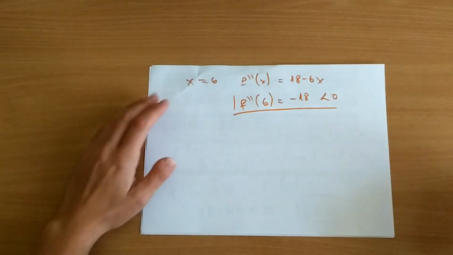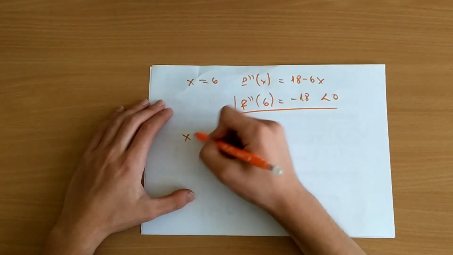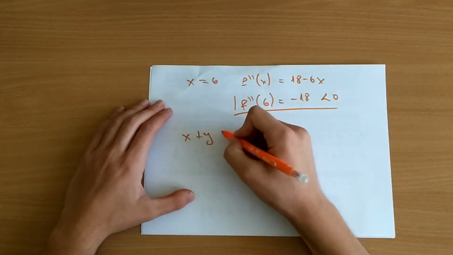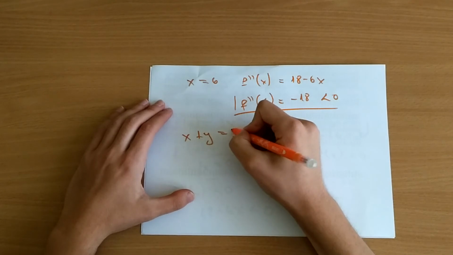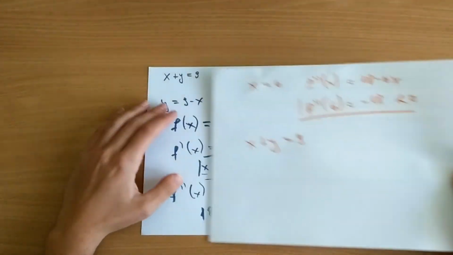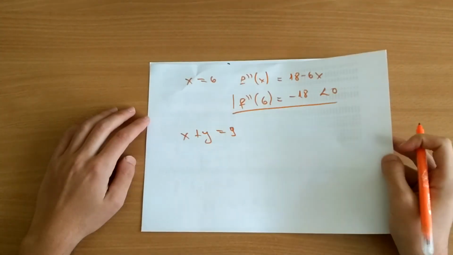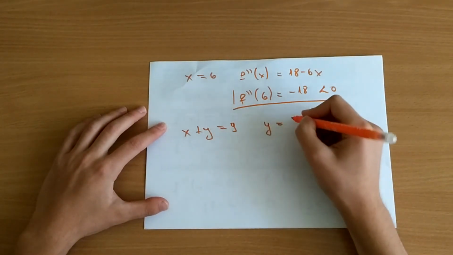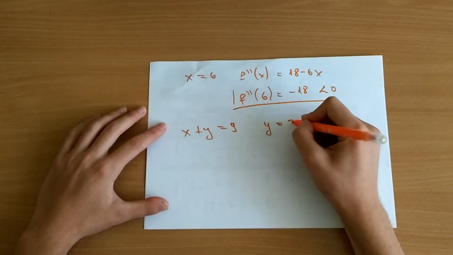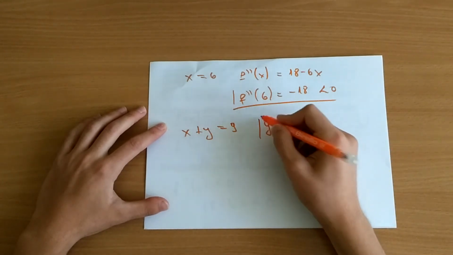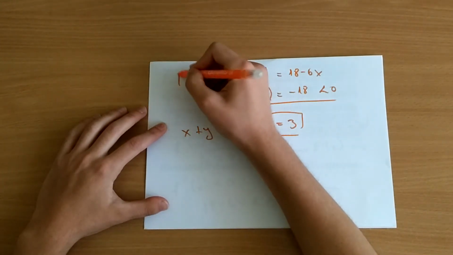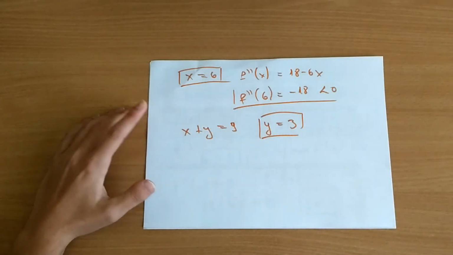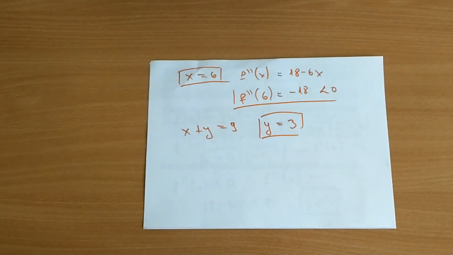Now what about the y value? Well, remember that x plus y is equal to 9. This is one of the requirements that we got at the start of the problem. So y is going to be equal to 3. And we have solved our problem. In the next following videos, we're going to solve some more optimization problems, so stay tuned.